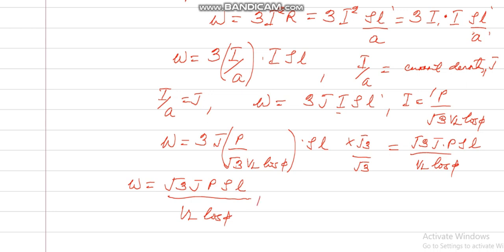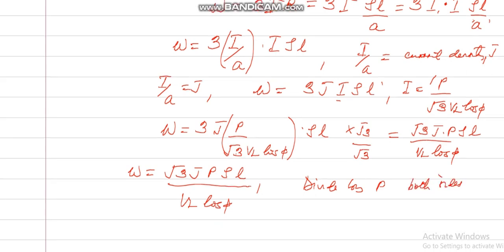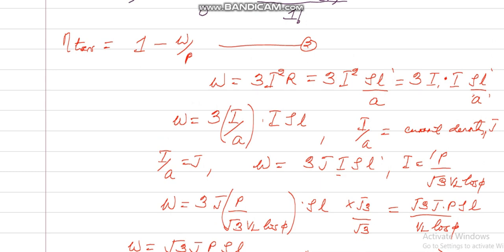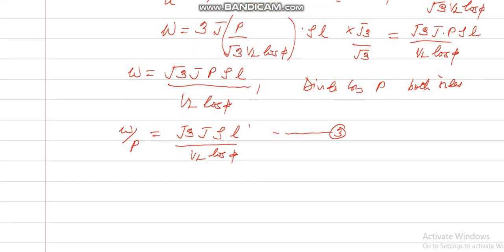So we can divide by P both sides. Okay, dividing by P both sides, we get W over P equals root 3 J resistivity rho times length over VL cos phi. Okay, let's say this is equation number 3. For equation number 2 we saw that efficiency of transmission line is given by 1 minus W over P. That is how we derived and reached here.